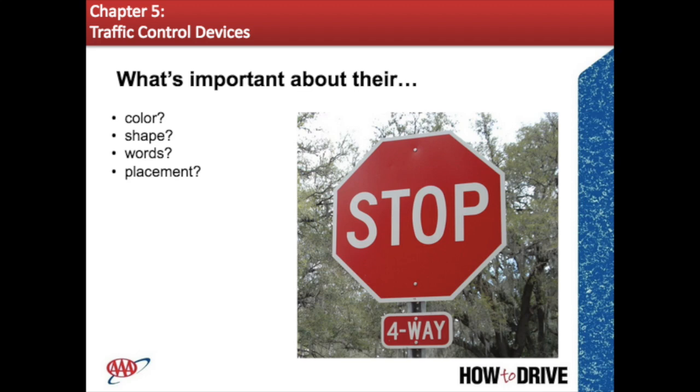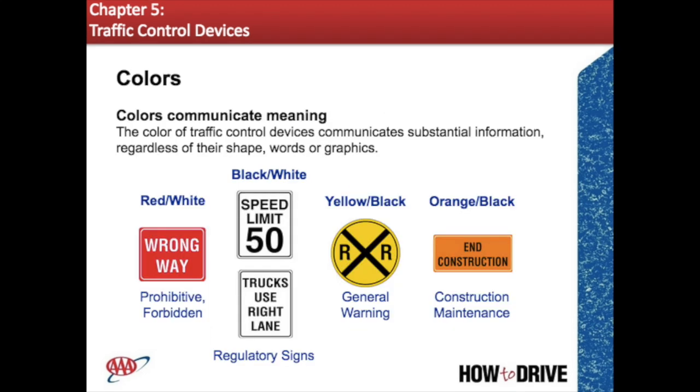Then we have communication modes. Traffic control devices communicate their message in several ways: by using the device's color, shape, words, and placement to provide information. Traffic control devices direct drivers' actions and provide a framework of uniform guidance. Colors also communicate meaning. The color of traffic control devices communicates substantial information, regardless of their shape, words, or graphics.